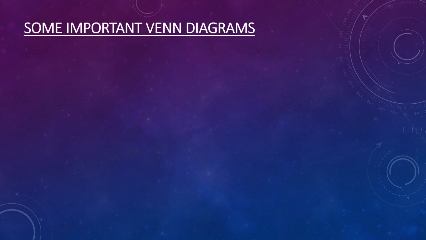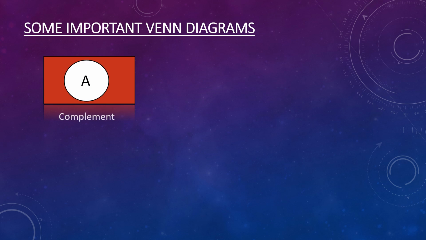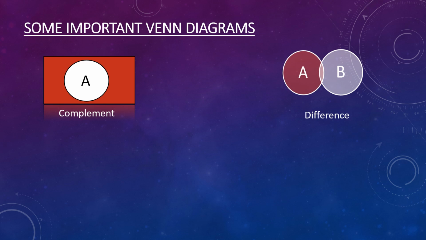Some important Venn diagrams. This is a Venn diagram of the complement of a set. A set A has a complement A dash. The red portion that you are seeing here is its complement. This is a Venn diagram of the difference operation, set difference. Here we have only the portion of A but not of B. This shows A minus B.